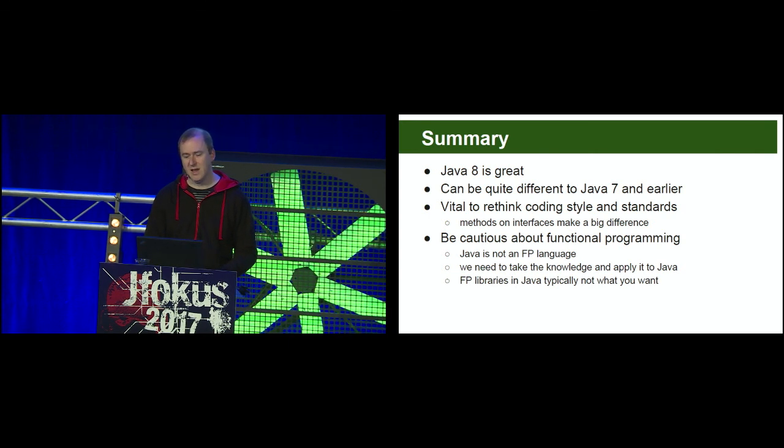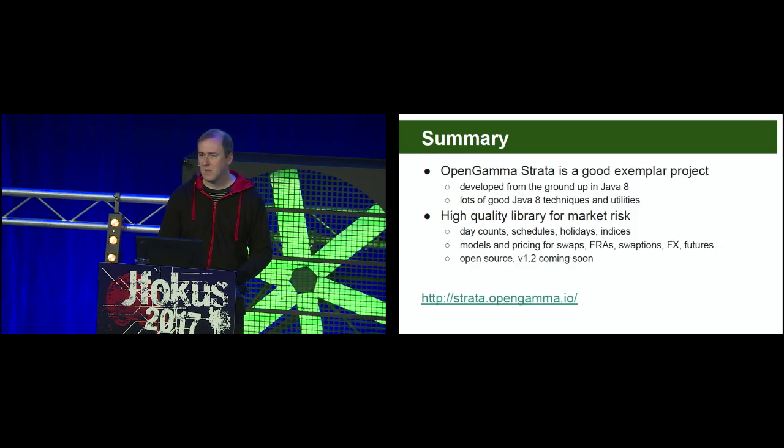And just be aware that not every piece of advice from functional programming or other programming languages that may be on the JVM applies to Java. It's great to listen to them, but you need to be coding Java if you're using Java. Sounds sensible, but always a good thing. As I said before, OpenGamma Strata is a good example project if you want to look at a code base that was written from the ground up in Java 8 that doesn't have any problems with nulls.